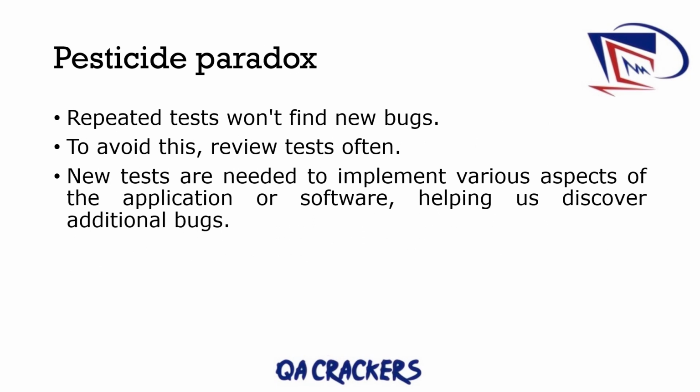Pesticide paradox. This principle states that executing the same set of test cases again and again cannot help us to find new bugs. To overcome this pesticide paradox, review all test cases frequently. New and different test cases need to be written for the implementation of multiple modules of the application, which help us to find more bugs.